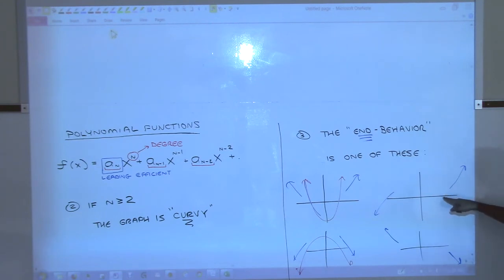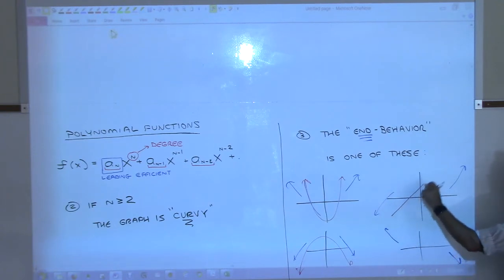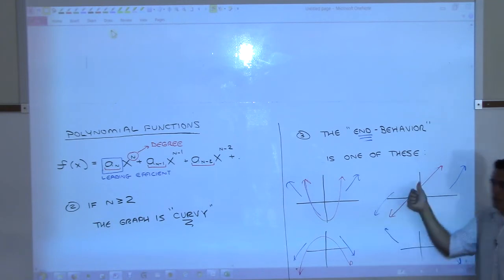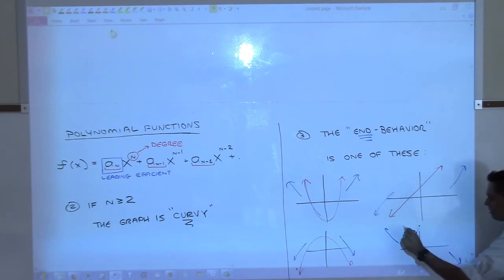What behaved like this? What is an example of something that is a polynomial that would go down on the left and up on the right? How about a straight line? Don't straight lines do this? On the left side they go down forever and the right side they go up forever? Or the straight line could go like this.